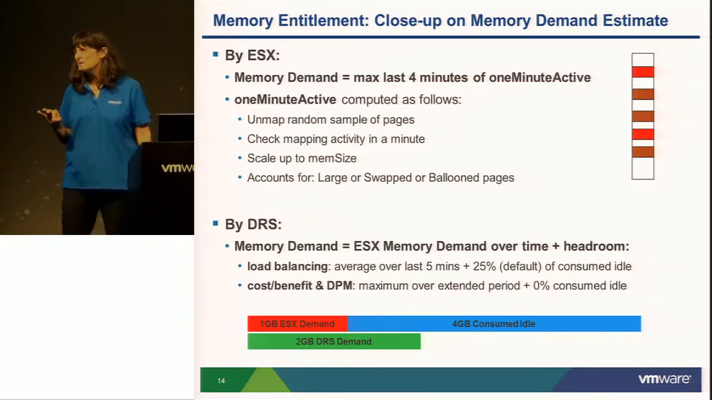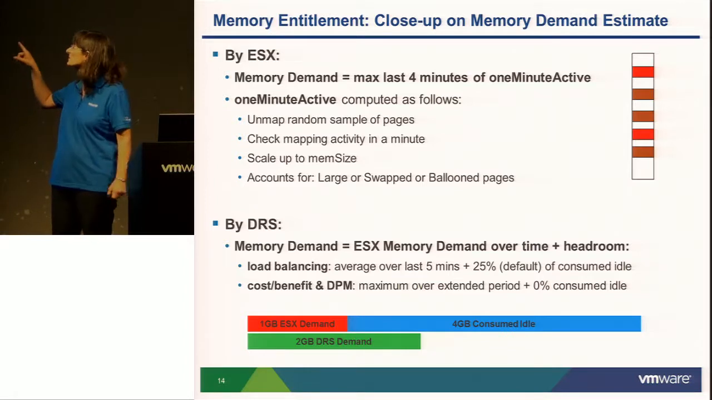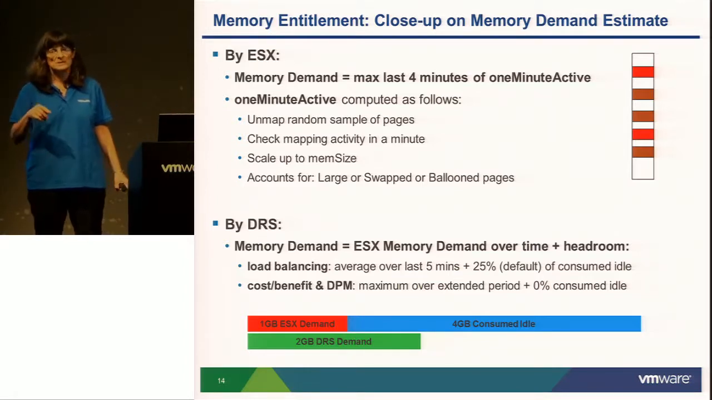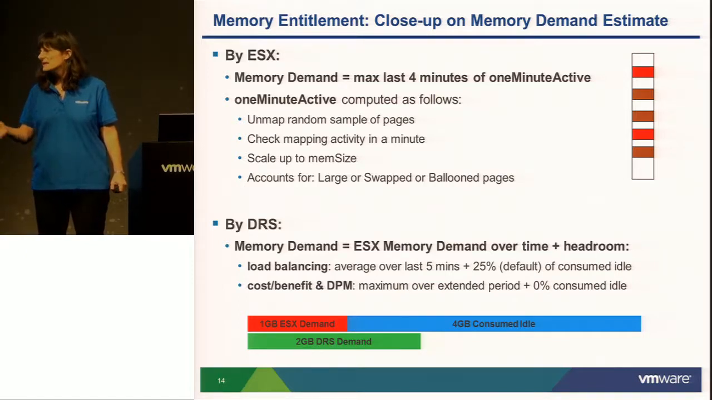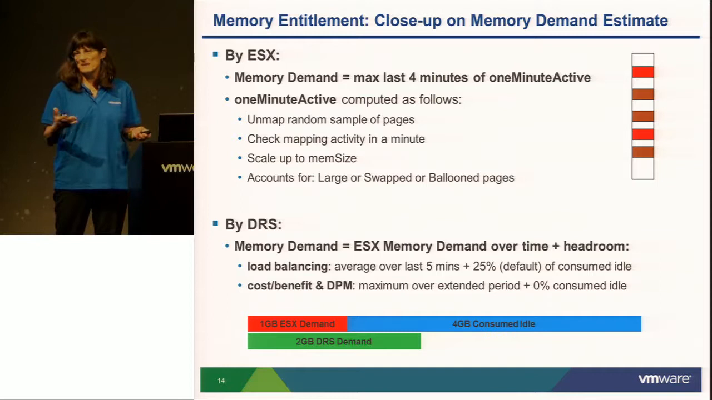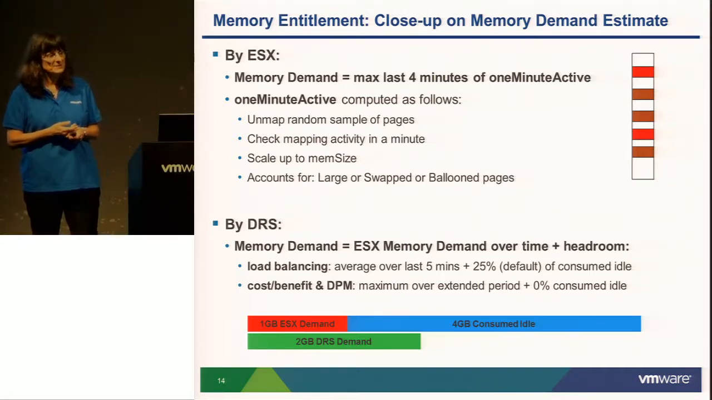There's one difference between memory and CPU, though, which is that in addition to using this metric in this way, we also add some headroom to the load balancing metric. We add a 25% headroom to that metric. The reason we do this is that memory is very costly to reclaim from other VMs. So it's a lot more important to be conservative about how you estimate demand, because reclamation and mapping have a much bigger impact on VM performance.